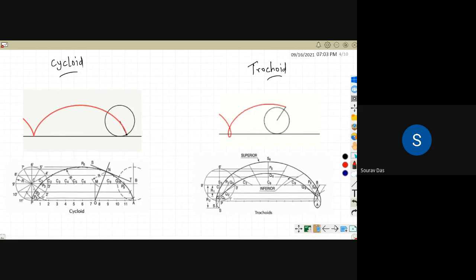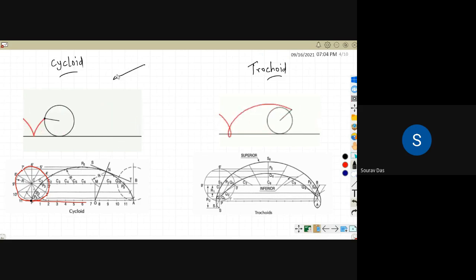Now we move to cycloid. So what is a cycloid? It is a curve generated by a point on the circumference of a circle which rolls along a straight line. So say this is the circle, and this circle is rolling on this straight line. If we consider a point on this circle, as the circle rolls, the locus of that point will be known as cycloid.